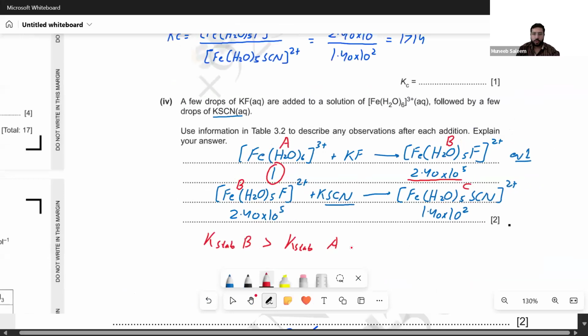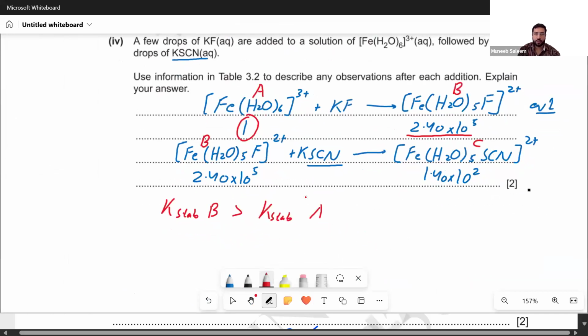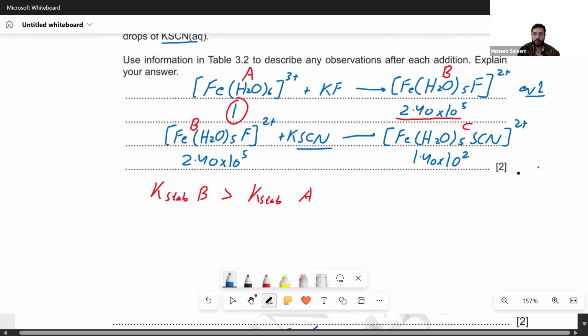So if the stability of B is much higher than the stability of A, then it means that B will be preferably produced as compared to complex A. Now, after equation 1, we had equation 2, or you can say the next experiment, in which the initial product of the first equation was reacted with KCN to produce another complex C. But we can see the K stab value of C is smaller than K stab of A. It means that C will not be preferably produced as compared to A.